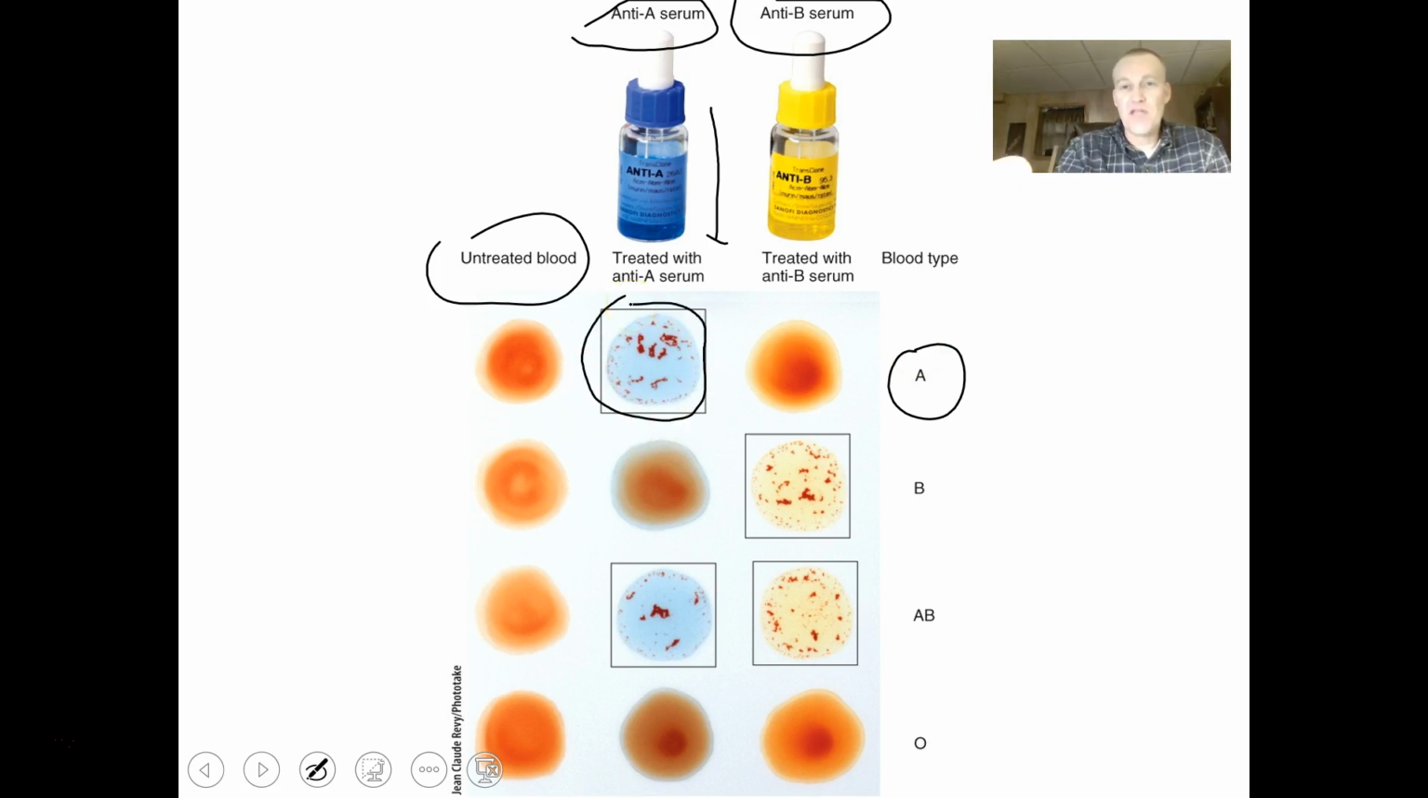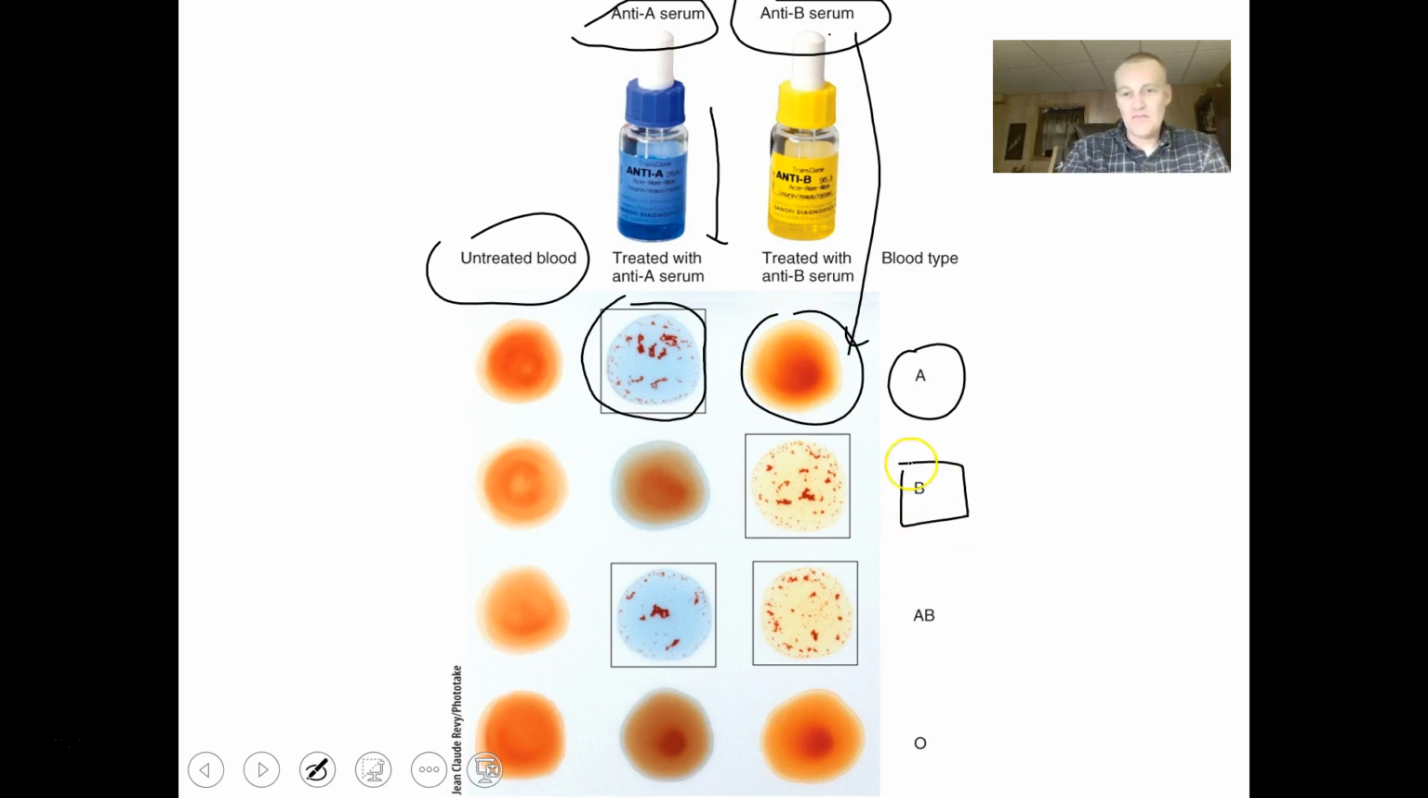But if you take anti-B serum and give it to... Let me see if I can get this straight now. So anti-A serum will actually destroy the blood cells, but anti-B serum will not destroy or bind to the A blood type. Therefore, the blood smear will look normal.